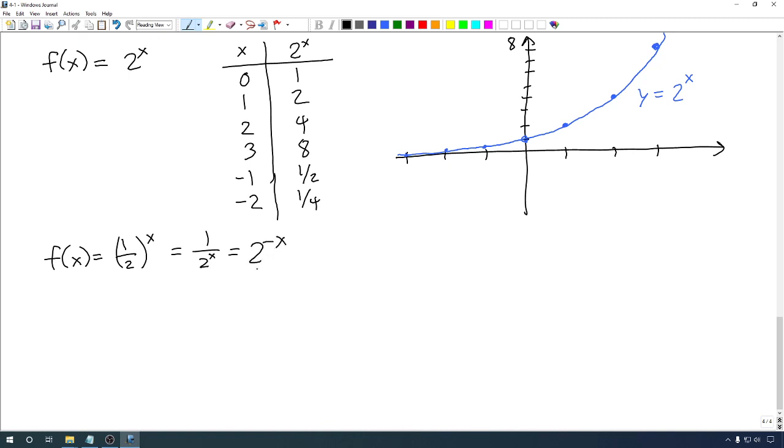In fact, writing this as 2 to the negative x power is pretty handy, because that means I can essentially just use the same table. We still have 2 to some power, but we need to switch our x's. We need to switch our positive numbers for our negative numbers. And that's essentially going to take our graph here and swap our positives with our negatives in terms of x values. The y values are going to be the same thing.